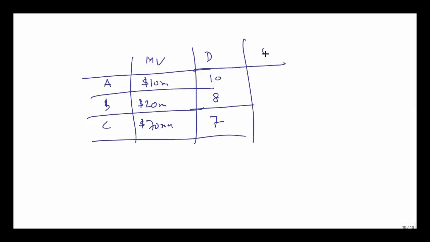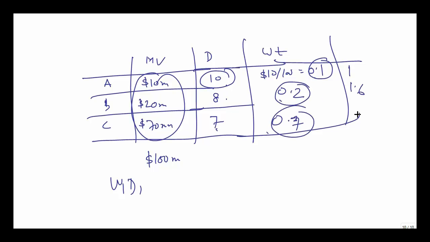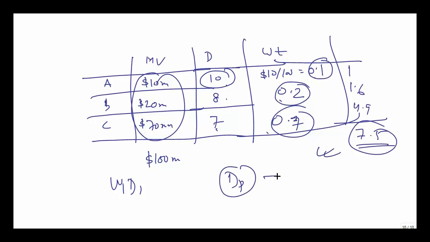We have to first get the weight. So what is the weight? The summation of this is 100 million, right? So the weight of A is 10 by 100, it is 0.1, this is 0.2 and this is 0.7. So the portfolio duration is W1 into D1: 0.1 into 10 is 1, 0.2 into 8 is 1.6, 0.7 into 7 is 4.9. So this gives us the portfolio duration. The portfolio duration is 7.5. Note that this is the duration of the portfolio.